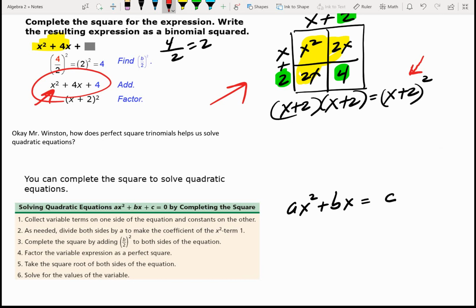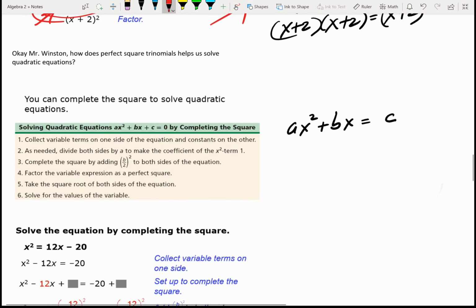I'll rewrite it as the product of its factors, x plus 2 squared. Then we'll take the square root of both sides, and then we'll solve for the values of the variable. Okay, so let's go through some examples here.